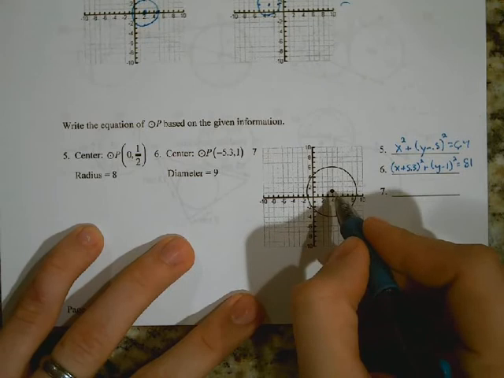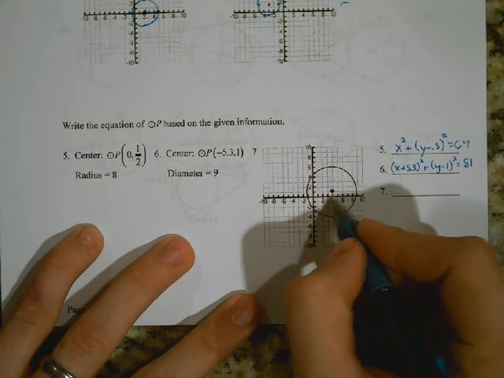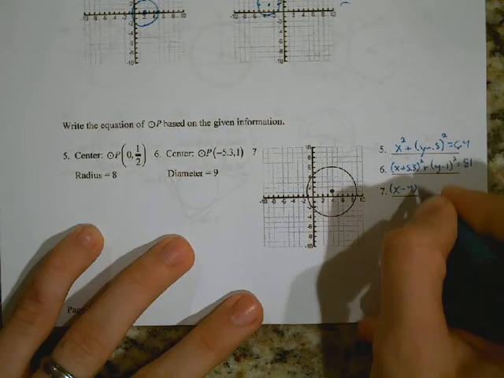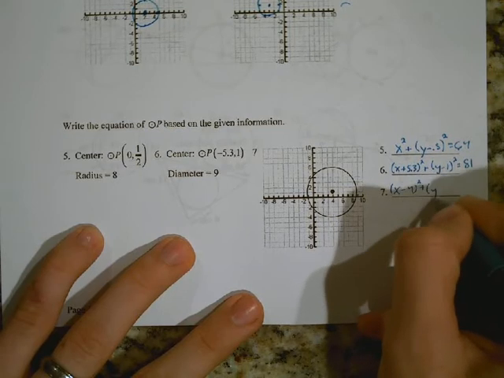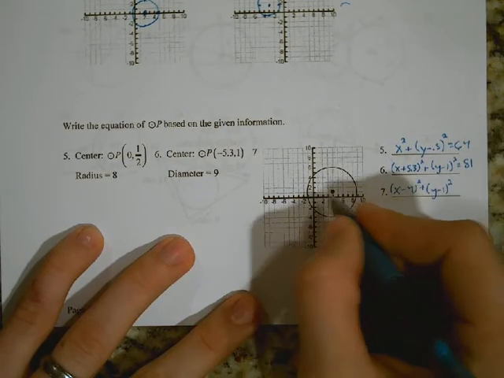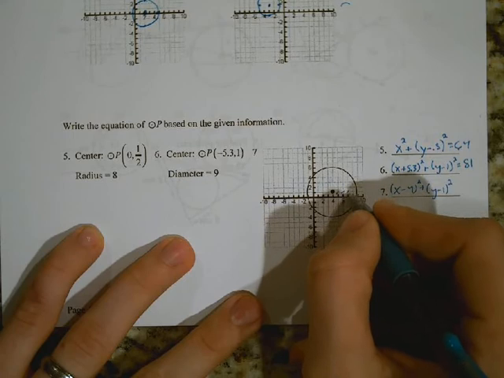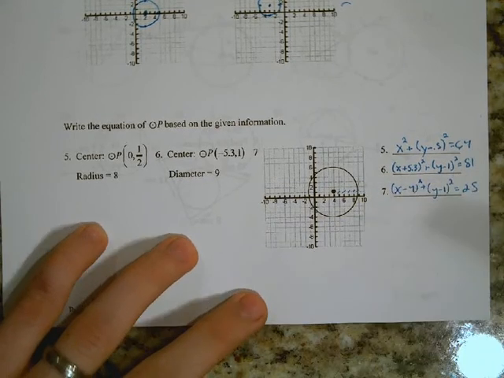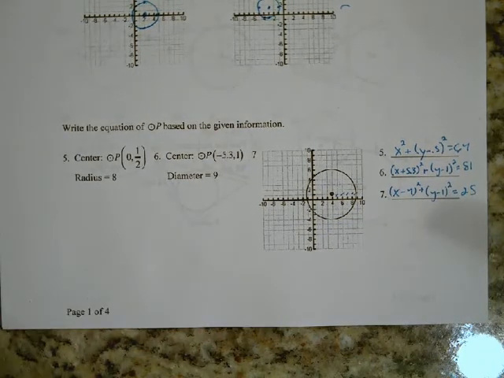On this one, it gives us our center as 4, 1, so I'm going to have x minus 4, and then y minus 1. My radius is 1, 2, 3, 4, 5. My radius is 5, so got an r squared value of 25. Let's go ahead, get on with it.